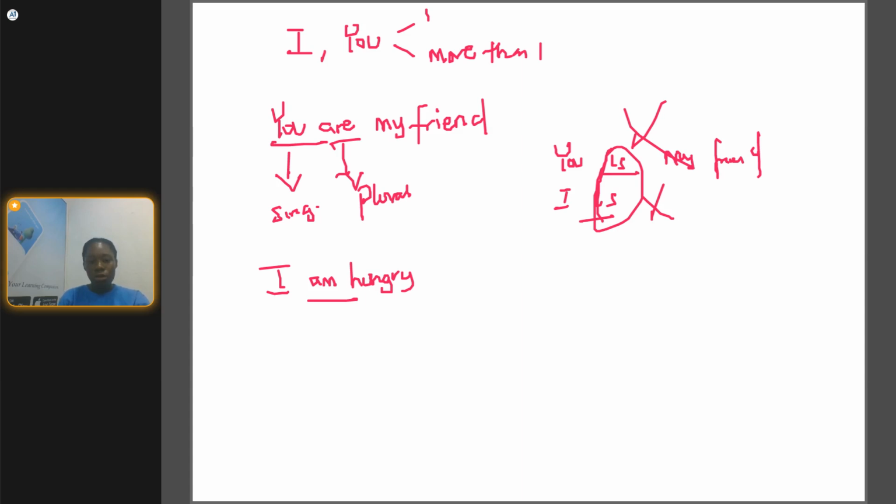Then the third rule is that subjects joined by the conjunction and take a plural verb. I'm going to have that on the board. So I'll wipe this off so that we can see the next point clearly.